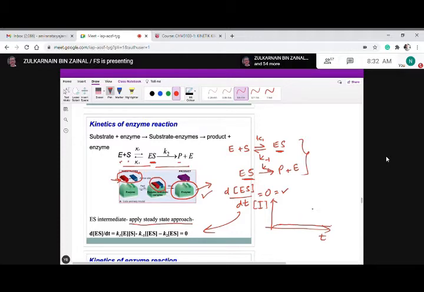Not like the reactant, which of course will drop with time, while the product will increase with time. So I think this is the normal graph that we have probably already seen earlier when we discussed kinetics.